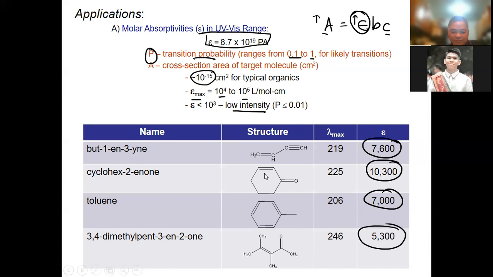So here are just some of the molar absorptivities at a certain wavelength of different compounds. So you have here toluene at 206 nanometers, around 7,000 molar absorptivity. Compare it with cyclohexenone, which is around 10,300.